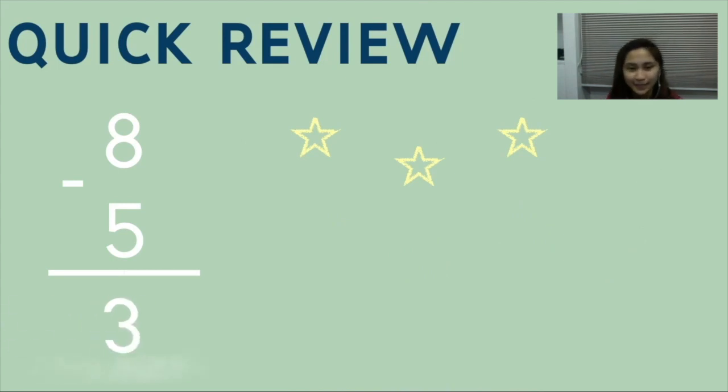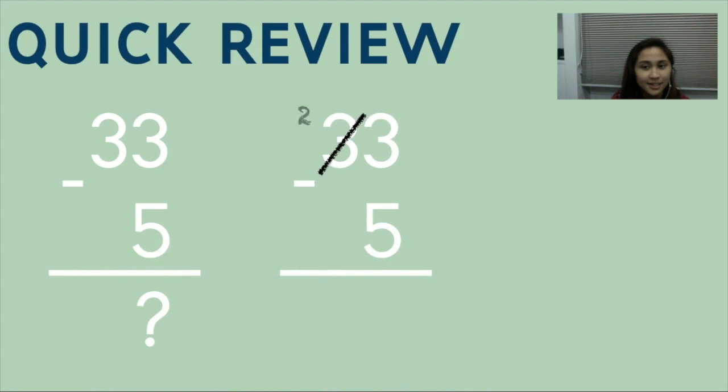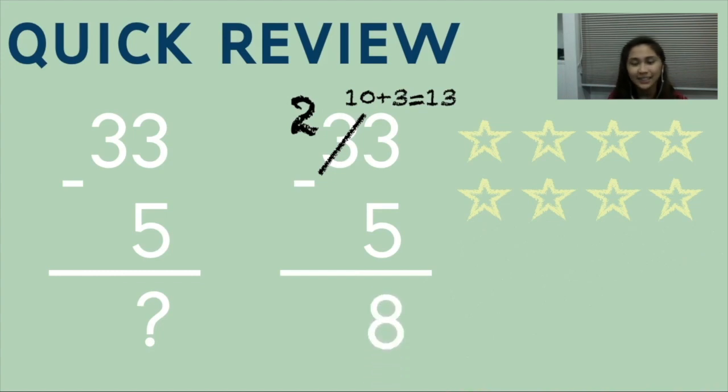And in more complicated situations where you have to borrow, for example, 33 minus 5, you borrow from the tens digit, or 3, and then you change it to 2. And then because you're borrowing from a tens digit, you add 10 to the ones digit. So it becomes 10 plus 3 is equal to 13. So if you have 13 stars and then you subtract 5, you get 8. And then you just bring down 2 because there's nothing to subtract from in the tens place. So you get 28 from 33 minus 5.